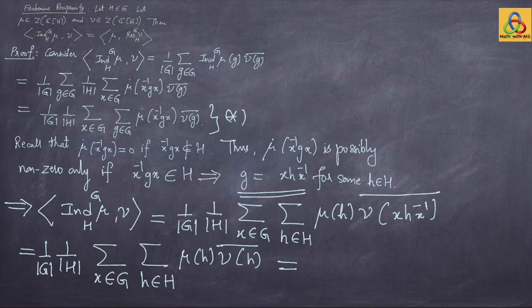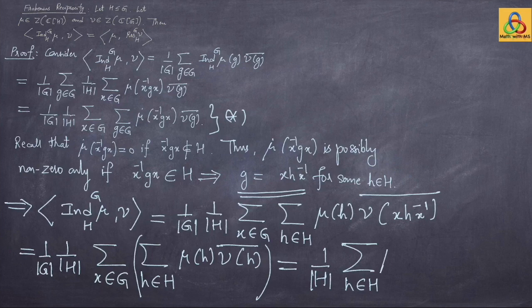Notice that the summation over little h in H, mu of h into nu of h bar, this summation is independent of the variable x in G. Therefore you are summing this expression, let me put a bracket here, order of group many times. So it will get cancelled, and therefore what is left is 1 by order of H into summation h in H, mu of h into nu of h whole bar.